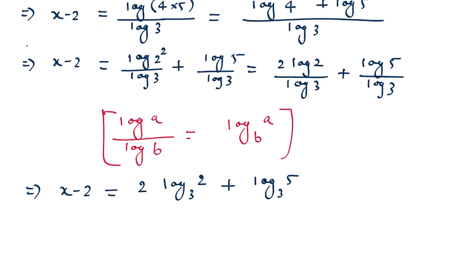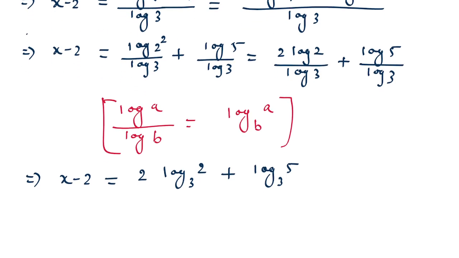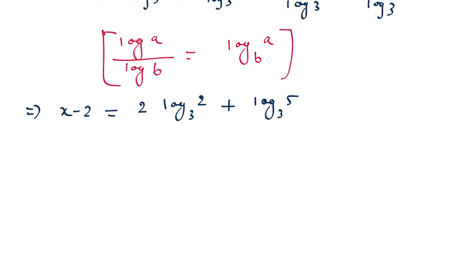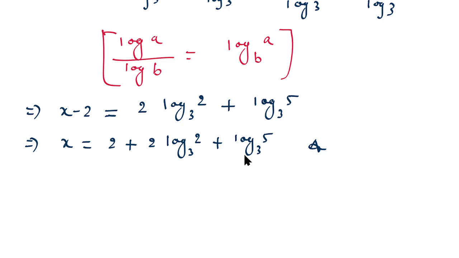Now we can see that if we write x is equal to, minus 2 we send to the right side, so this will become plus 2. So x is 2 plus 2 log 2 base 3 plus log 5 base 3. This will be the value of x. If we put the values of log 2 and log 5 on base 3, whatever sum we get, 4.7 something, that will be the answer. But we will check this.